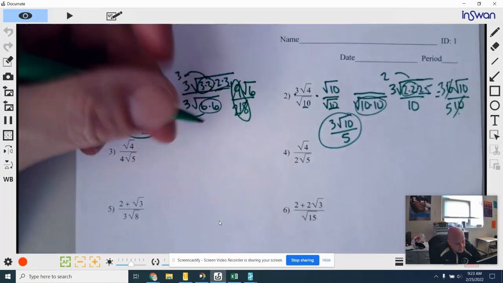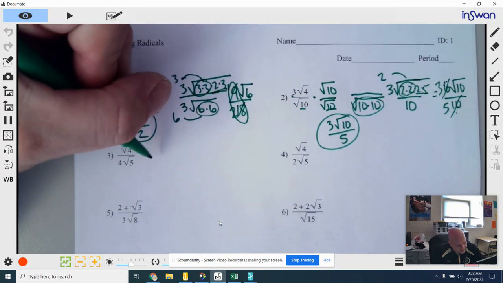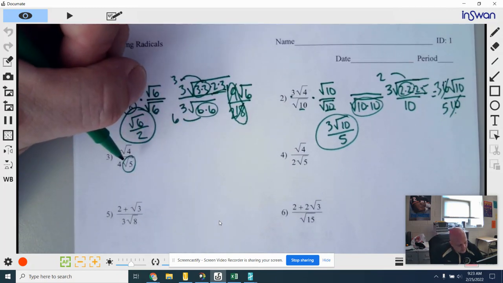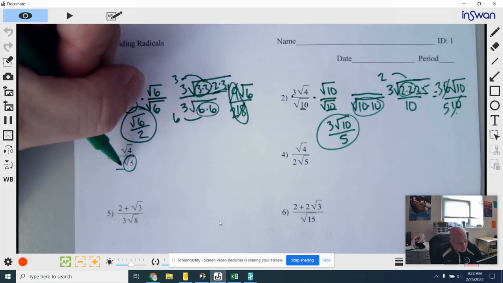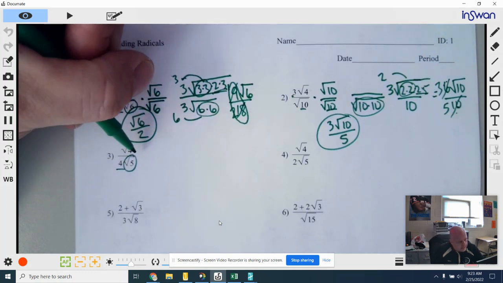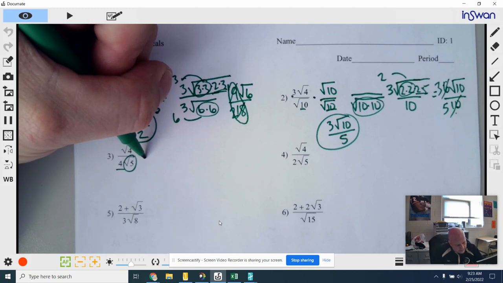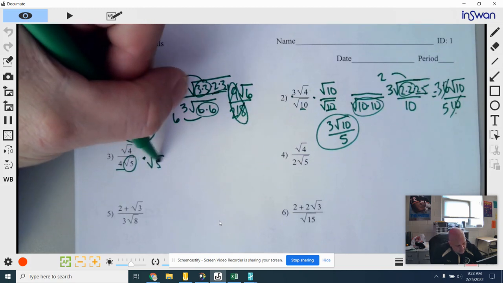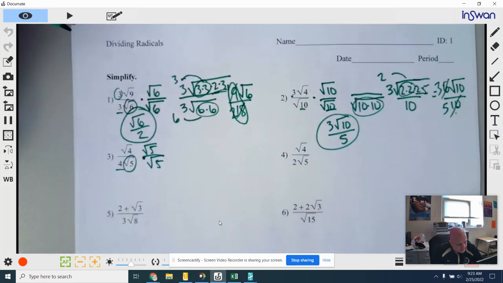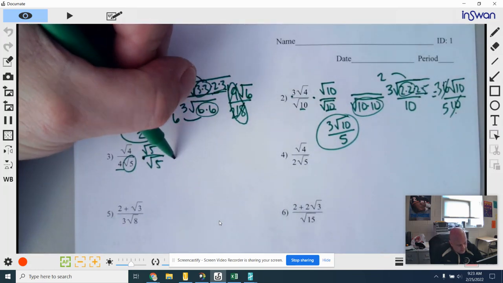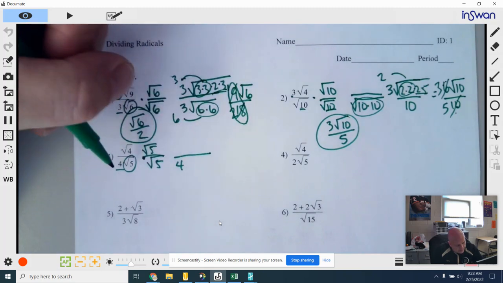Okay, number 3, starting off, if we look down here at the bottom, the root of 5. Again, I don't really care about that whole number. It's this root here, this radical, that's making that an improper fraction. So I need to multiply by a root 5 to make that eliminate. Come over here, multiply by a root 5, which means you still got that 4 out front.